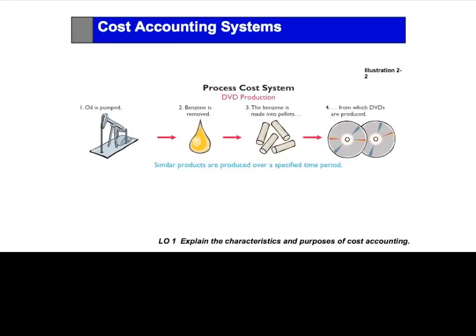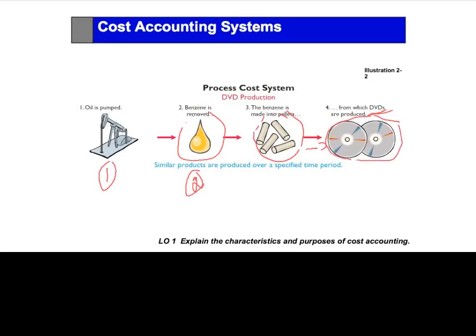So visually, we have a process here where it starts. One, we pump the oil. Two, we remove the benzene. Then we produce pellets. All the pellets are the same, and all the benzene is the same. And from that, we produce DVDs, and each DVD has exactly the same amount of material.